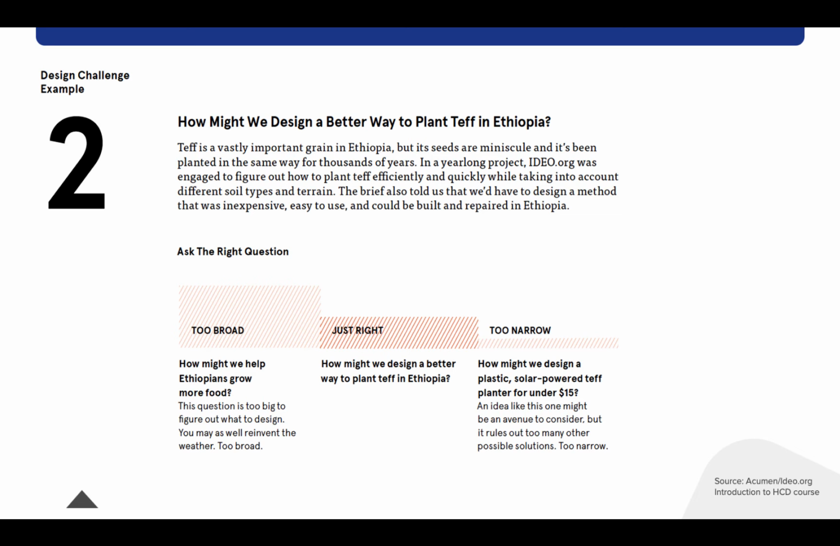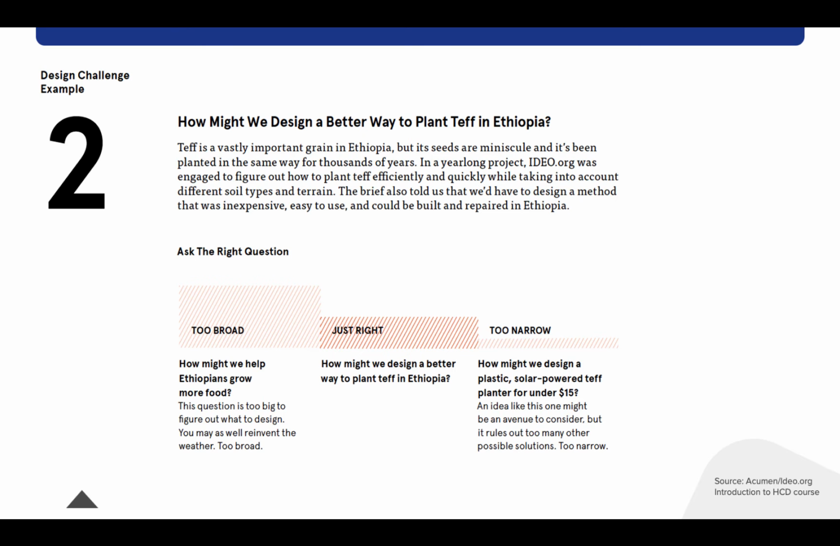Another example would be this example around planting teff in Ethiopia. So teff, for those who don't know, it's a very important grain in Ethiopia, but its seeds are very, very tiny, and it's been planted in the same way for thousands of years. So in this project, IDEO was engaged to figure out how to plant teff more efficiently and quickly, taking into account different soil types and terrains. So this is how they decided to frame the design question or the challenge.